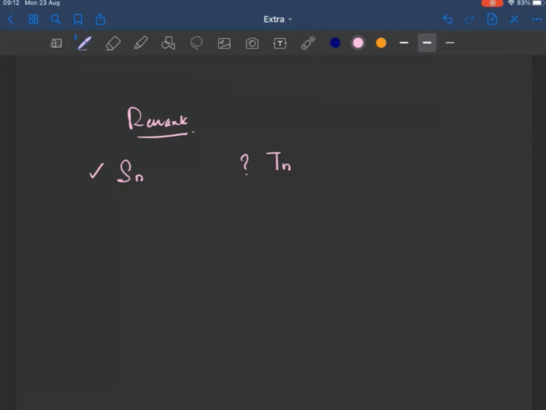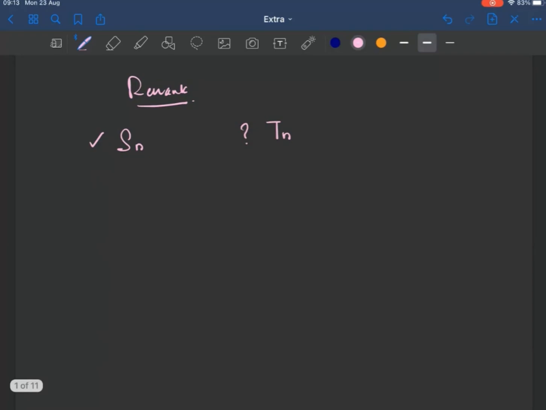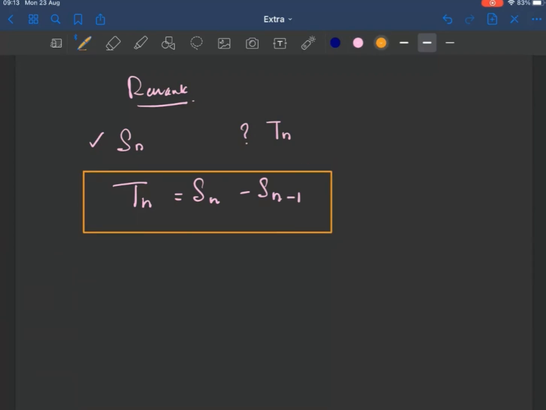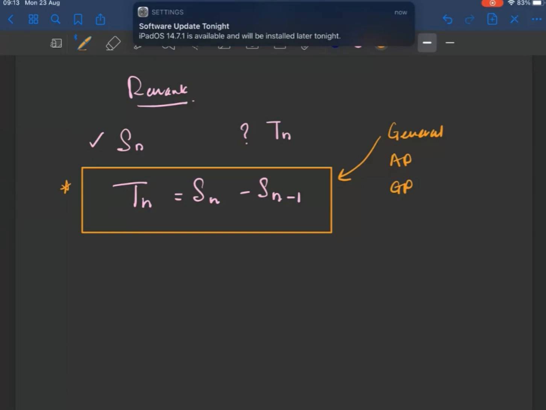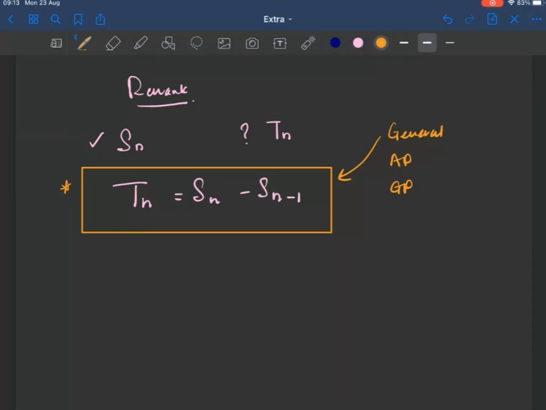Anyone? Sn minus Sn minus 1. Yes. Okay, so the relation is Tn equals Sn minus Sn minus 1. Many people will not remember this because it is not in AP or GP specifically. This is general, so it works for GP and AP. It can be used for AP and also for GP. So make sure you remember this: Tn equals Sn minus Sn minus 1. If the question gives you the sum of the first n terms and asks for the nth term, this is the formula you will use.